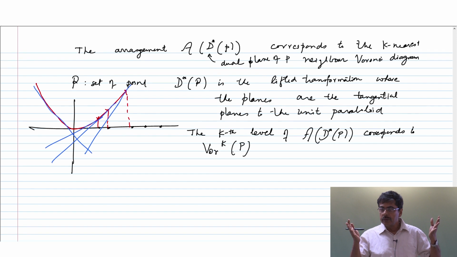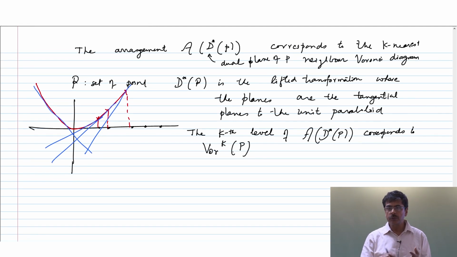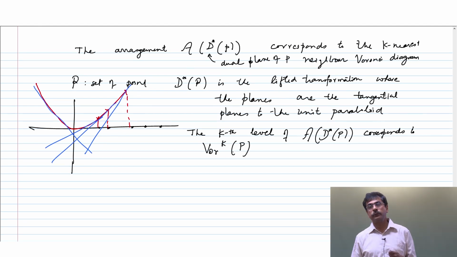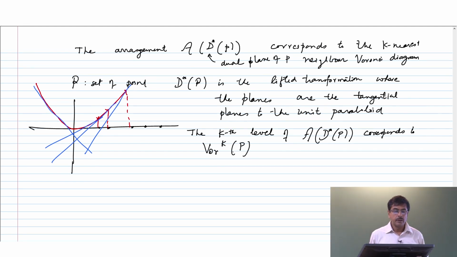You can just construct the intersection of the half planes, half spaces and get the Voronoi diagram out of it. So it's again a 2-for-1 deal. Now it's a 3-for-1 deal actually, right. So because of the dual transform, you can get these things, okay.